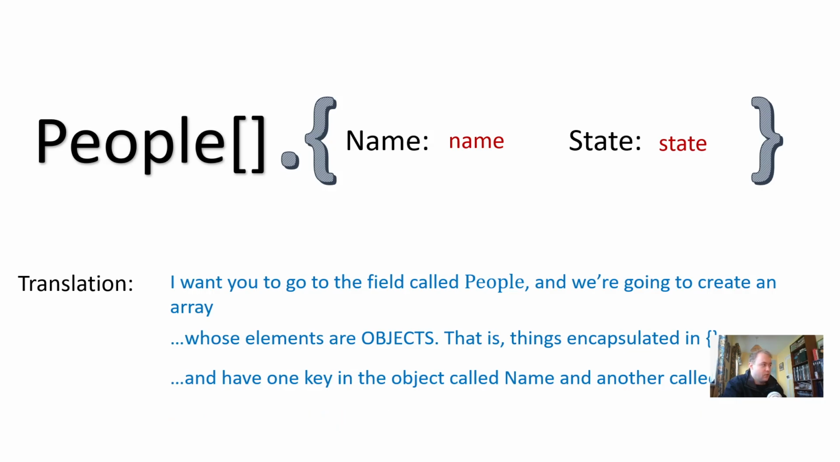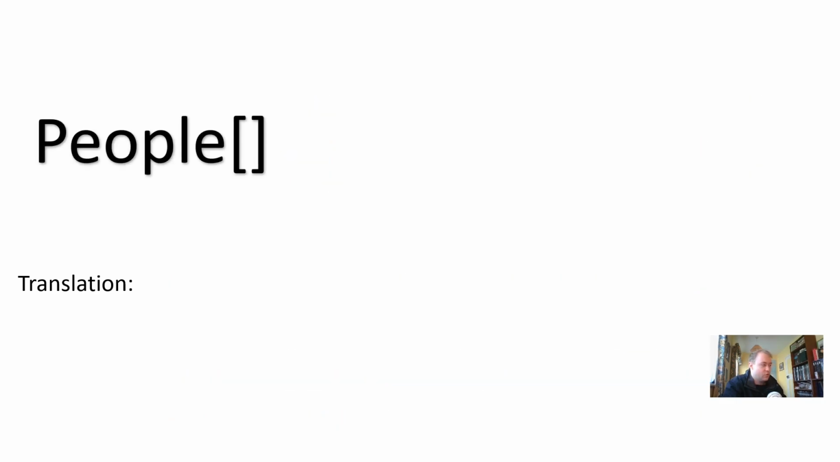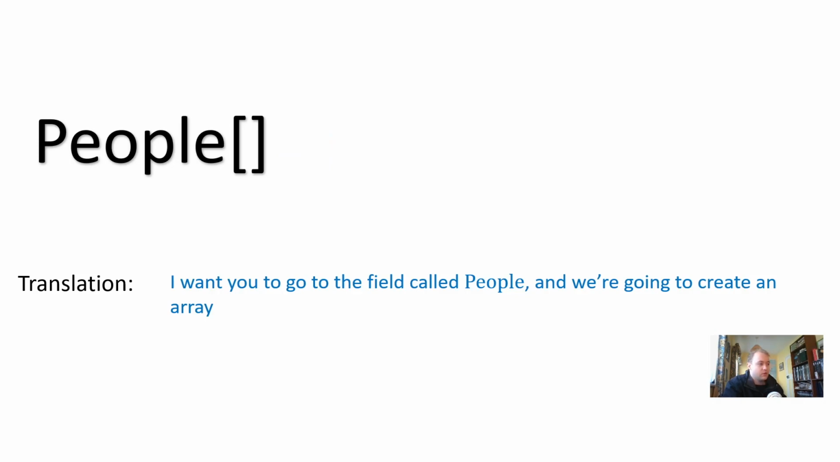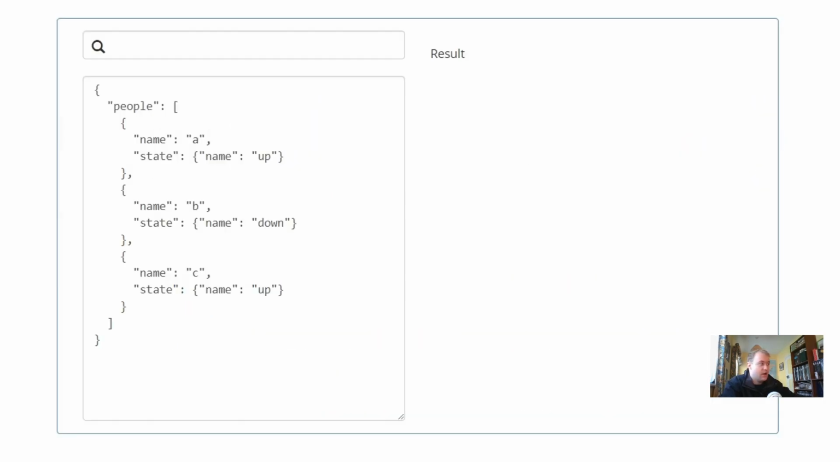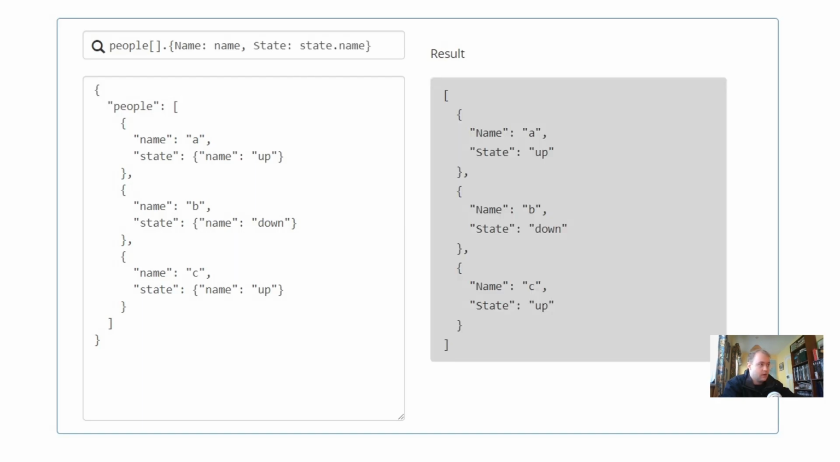Just quickly, actually, I think when we say, at the very beginning, when we say people and then square brackets, that's not saying I want you to go to the field called people and we're going to create an array. That is saying, are we going to create an array? I think it's saying that people is an array. It's not saying we're going to create an array. Well, let's see if we are. Are we creating an array? So, people, dot, they're my label and where I want to extract it from, and we get this. Okay, we are creating an array.